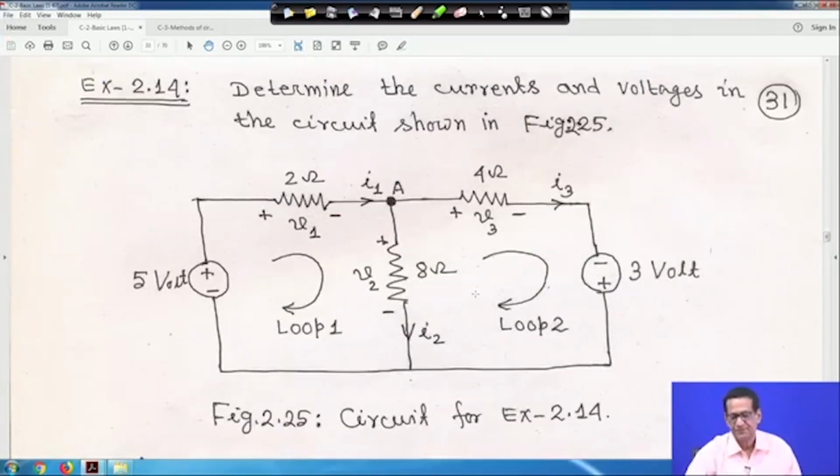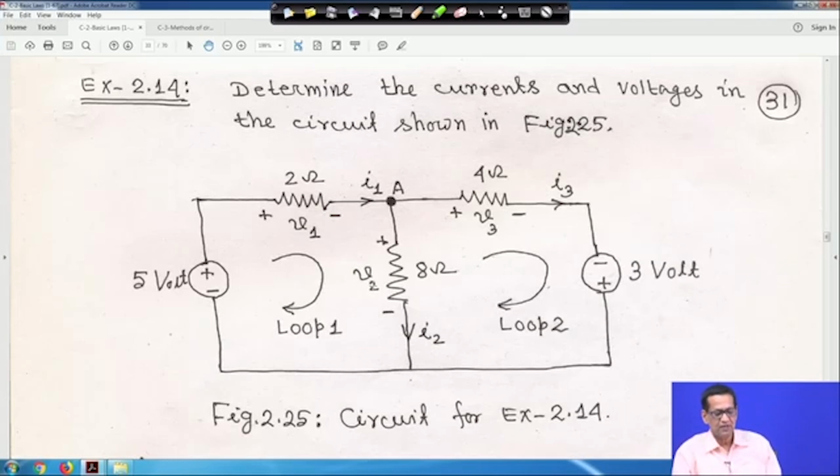Next, take another example. You should be familiar with all sorts of numericals. The second one is to determine the currents and voltages in the circuit shown in figure 2.25. Here there is no dependent source, two independent voltage sources are there, one is 5 volt, one is minus 3 volt, and two loops are taken in clockwise direction. Across 2 ohm resistance voltage is V 1, across 4 ohm it is V 3, across 8 ohm it is V 2, and you have to find out the current and voltages in the circuit.